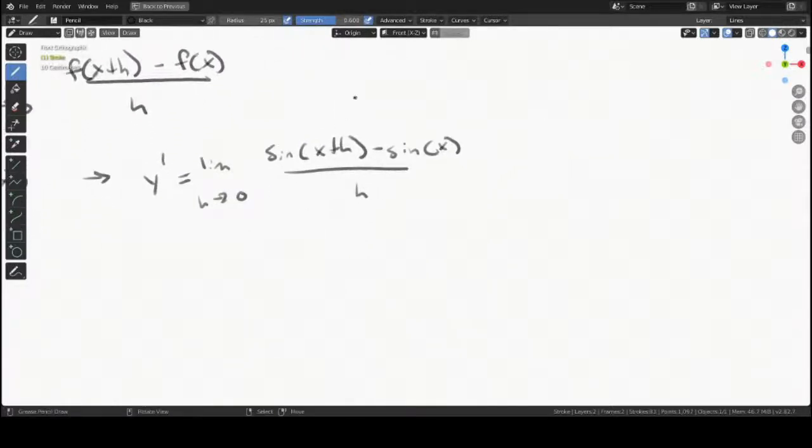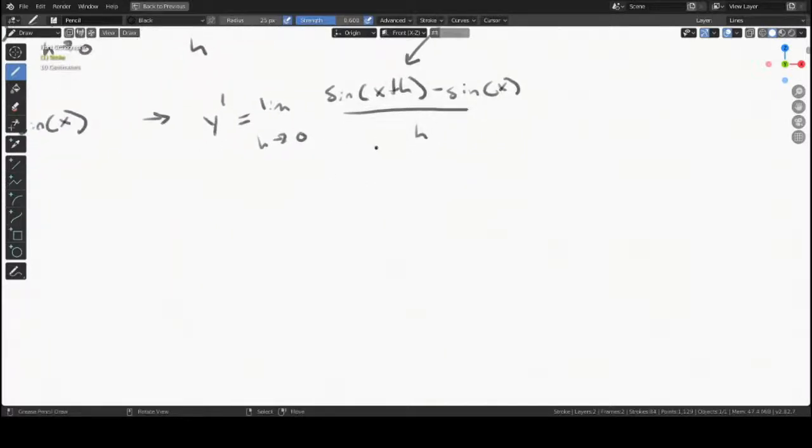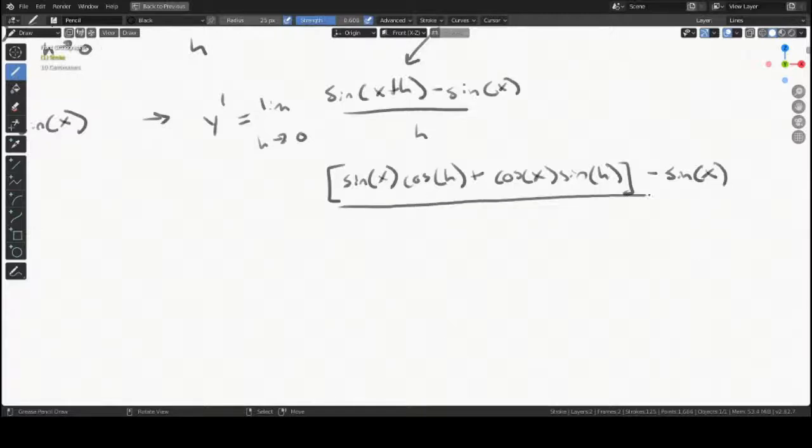Now we can take this and use an identity on it and turn that into sine of x times the cosine of h plus the cosine of x times the sine of h. Alright, cool. So that substitute there, minus sine of x, and we're dividing all of this by h again. Don't forget to drop your limit down, very important.